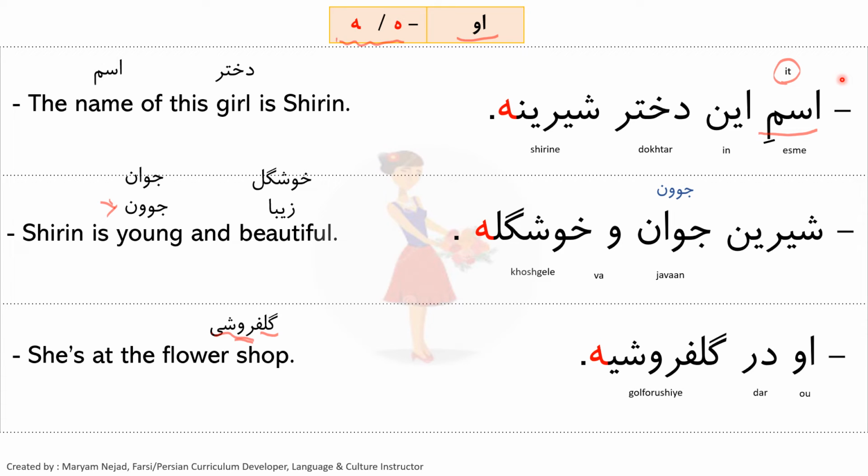Now I'm going to read through these sentences again. اسم این دختر شیرینه. شیرین جوان و خوشگله. Or the informal pronunciation is شیرین جوون و خوشگله. او در گل فروشیه. Or again, we don't have to say در, we can say او گل فروشیه.